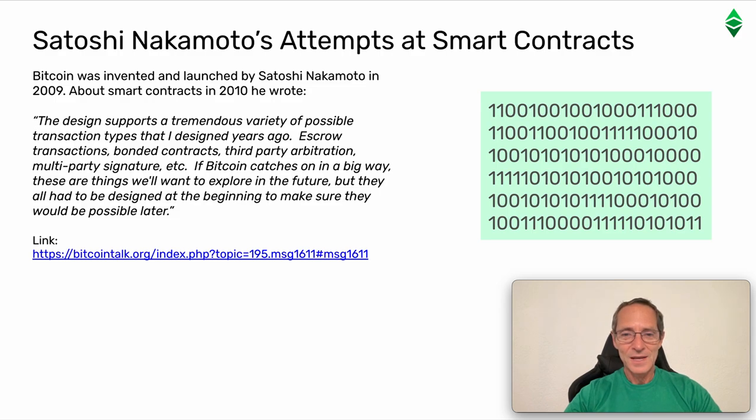years ago. Escrow transactions, bonded contracts, third-party arbitration, multi-party signature, etc. If Bitcoin catches on in a big way, these are things we'll want to explore in the future, but they all had to be designed at the beginning to make sure they would be possible later."